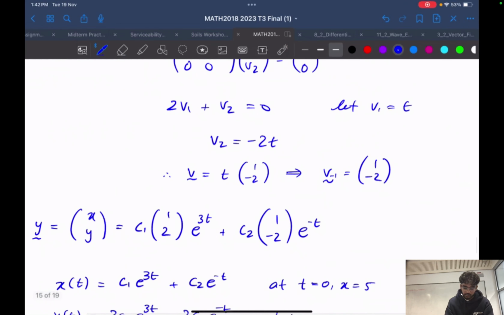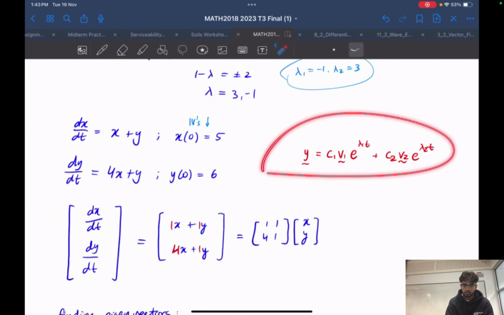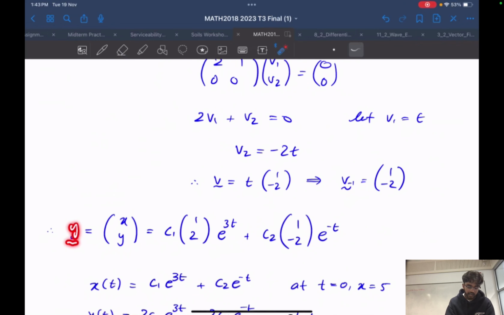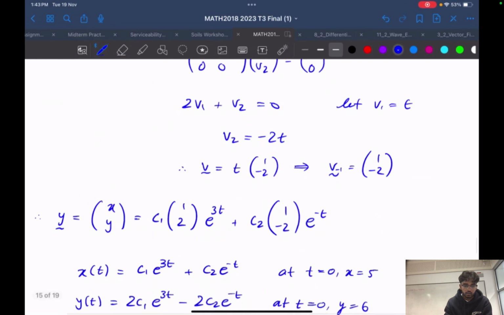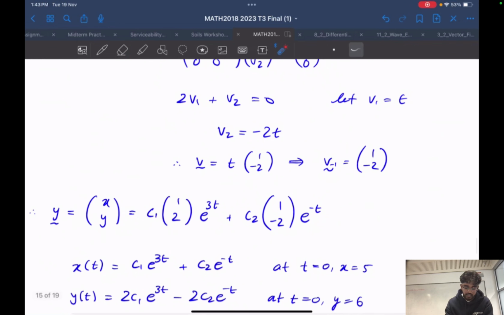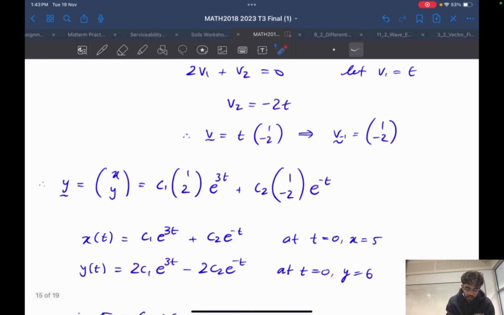Now, subbing this into our large red equation over here, it's not that large, but you end up getting this. So our vector y, which I let equal xy, is equal to our constant c1 multiplied by the eigenvector times e to the power of 3t, plus c2 times our eigenvector for minus 1, times e to the power of minus t. What we can do now is split it up, find x, and then find y.